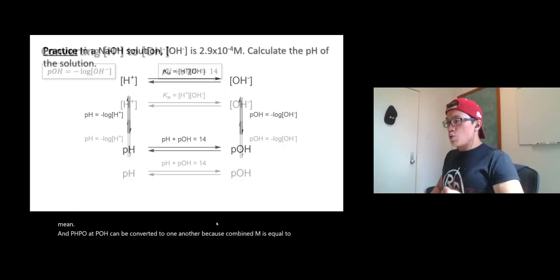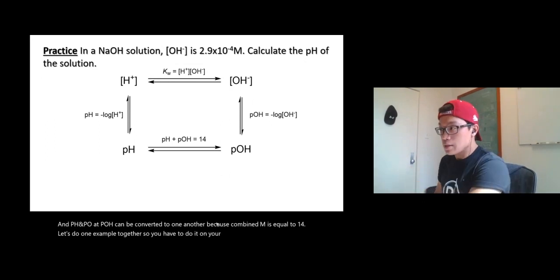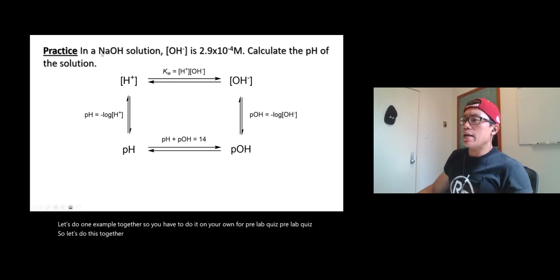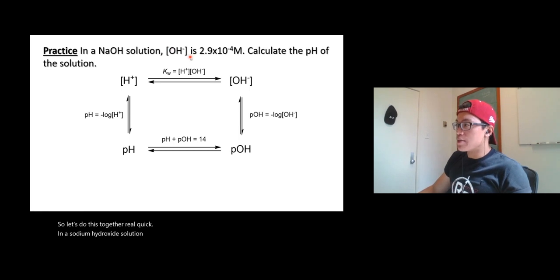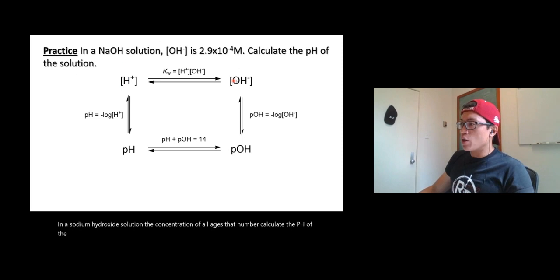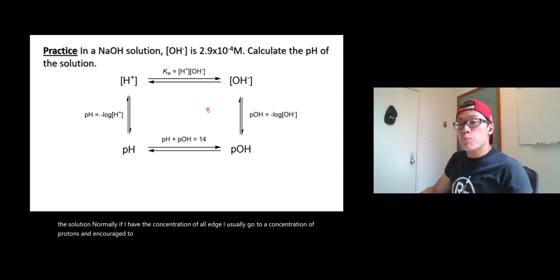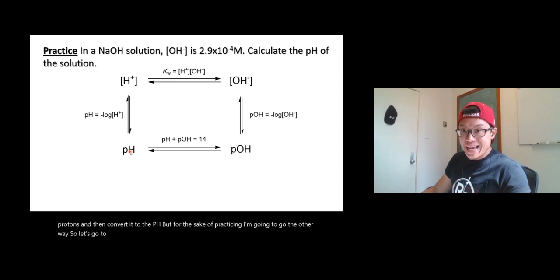All right, let's do one example together. You have to do it on your own for the pre-lab quiz, so let's do this together real quick. In a sodium hydroxide solution, the concentration of OH is that number. Calculate the pH of the solution. Normally, if I have the concentration of OH, I usually go to concentration of proton and then convert it to the pH. But for the sake of practicing, I'm going to go the other way. So OH to the pOH and then to the pH. So I'm going this route.